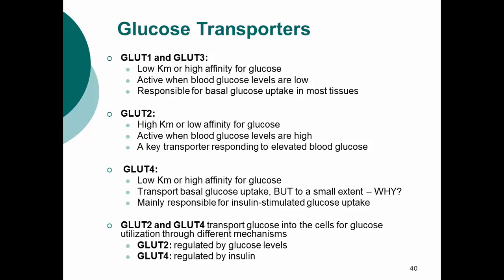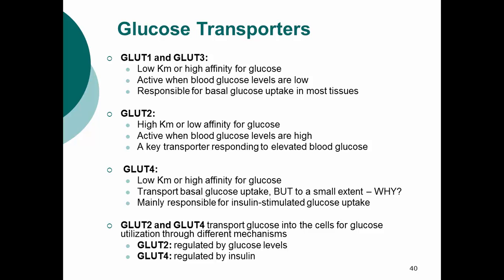So these two transporters are basically responsible for basal glucose uptake in both tissues. The basal means that, particularly when blood glucose level is not very high, these two transporters will not be that active, right? And GLUT2 has a high Km or low affinity for glucose. That means only when you have very high blood glucose levels can GLUT2 be activated. A good example is during and after eating, right? You raise the blood glucose level, so then GLUT2 can be activated and take up a lot of glucose into the liver or into the pancreas for insulin secretion.